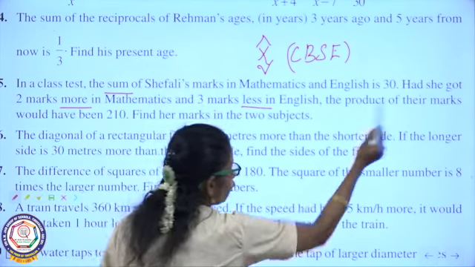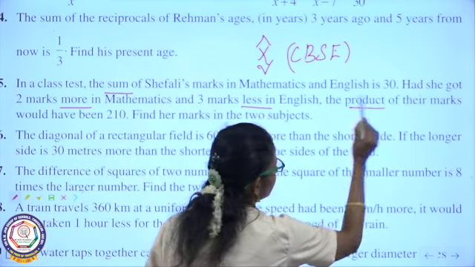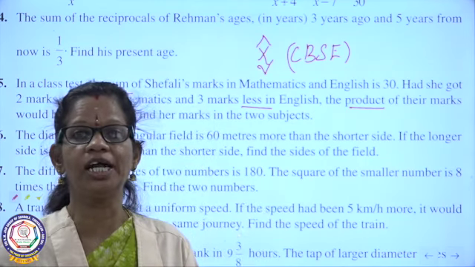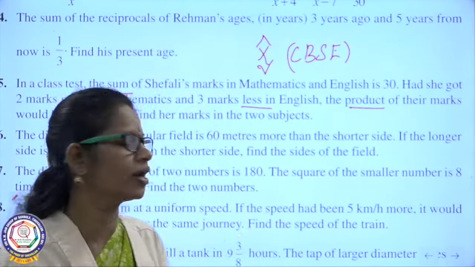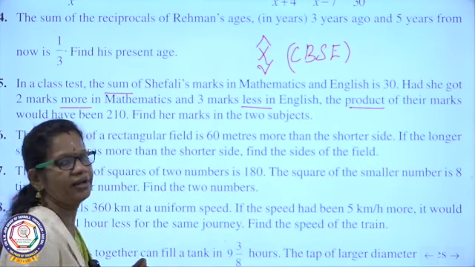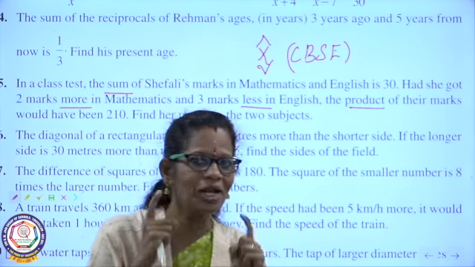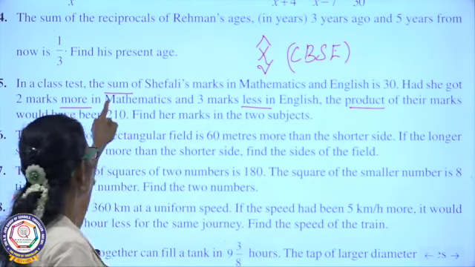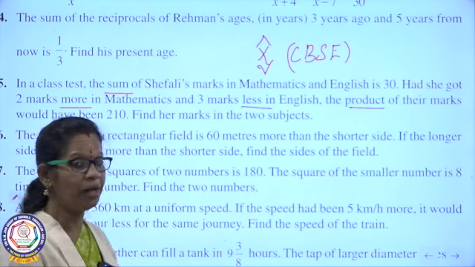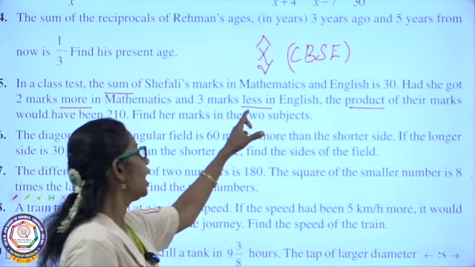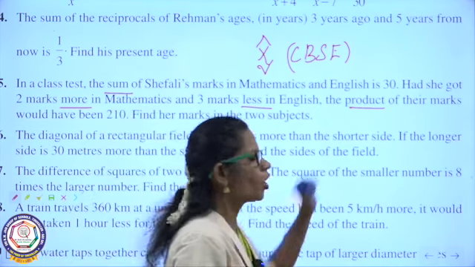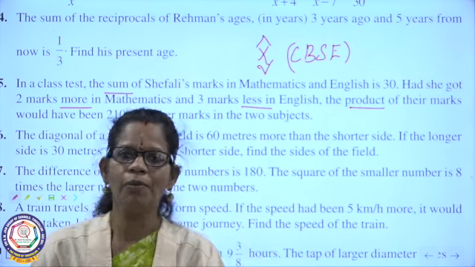The product of their marks, the word product. See, these are the words or clues. Using that, you are going to convert the statement into the form of a quadratic, right? Product of their marks would have been 210. Product means multiplication, right? Sum means addition. More also represents addition. Basic operations only are used. Less is replaced by subtraction. Product is replaced by multiplication.